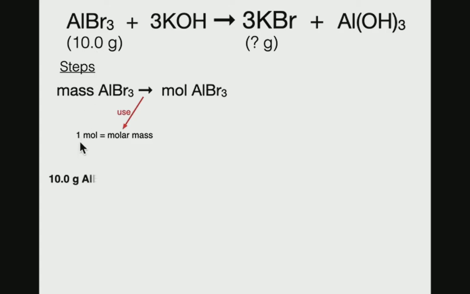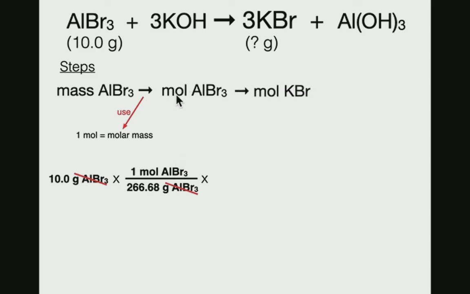So let's start with the 10 grams of aluminum bromide, and this will give us our conversion factor that we need. 1 mole of aluminum bromide has the mass of 266.68 grams. So just 1 aluminum and 3 bromines, add them all together. So grams cancels out. Okay. The next step, we need to convert the moles of aluminum bromide to moles of potassium bromide.